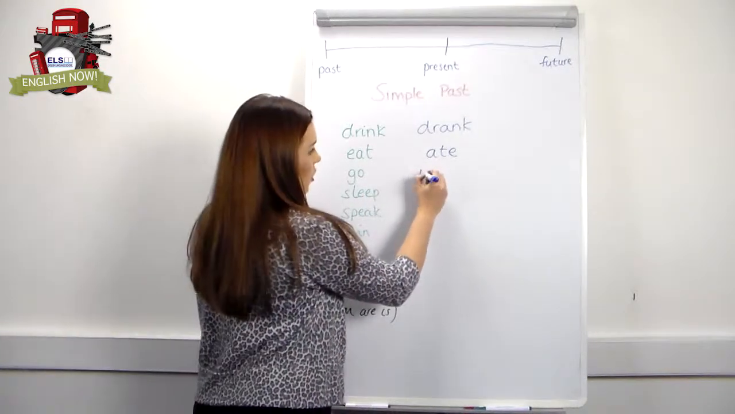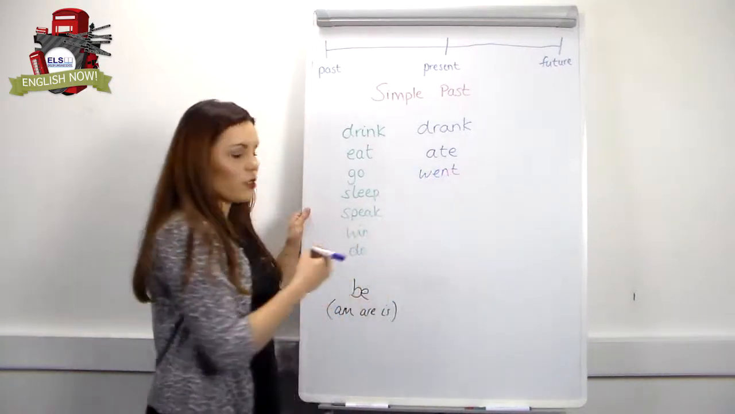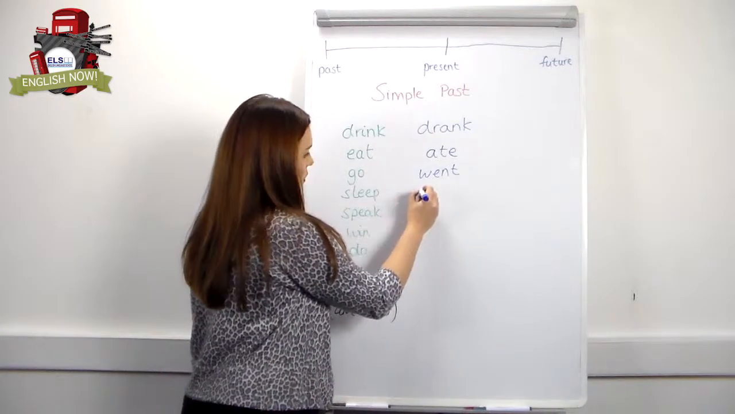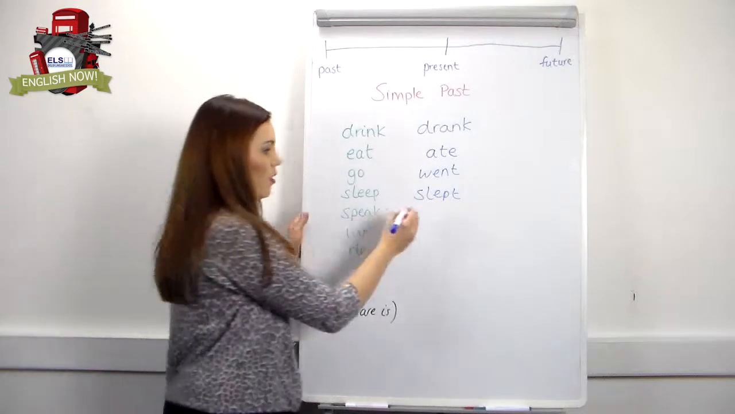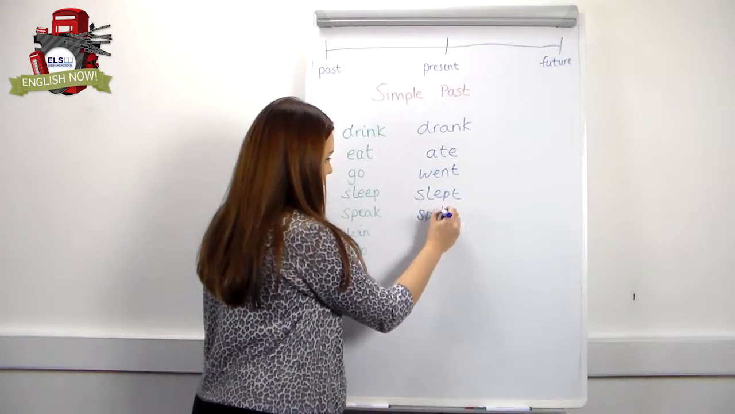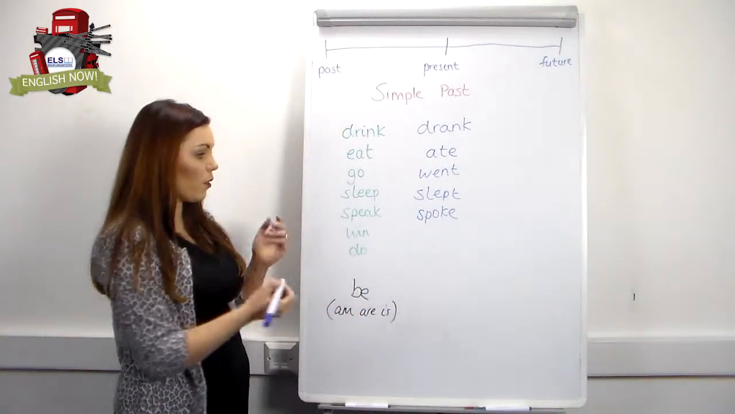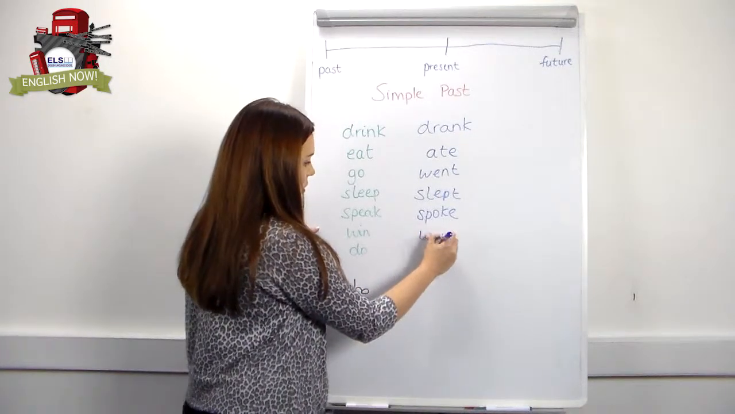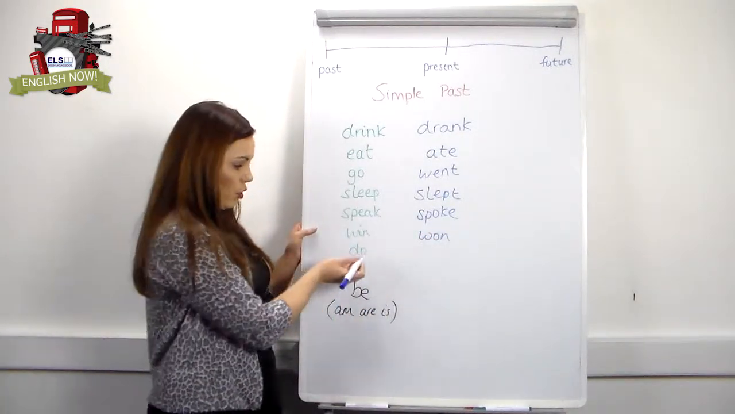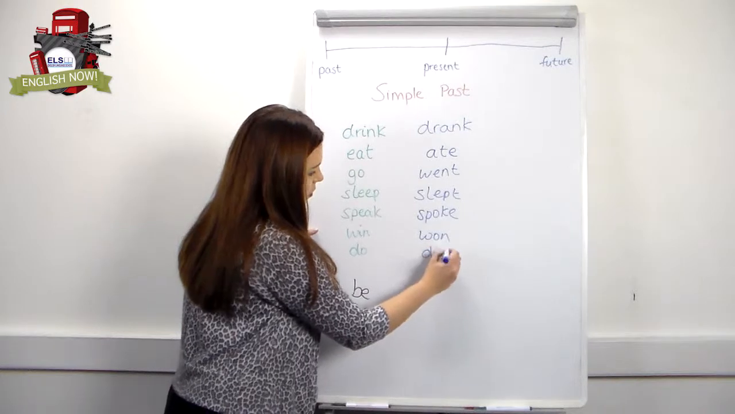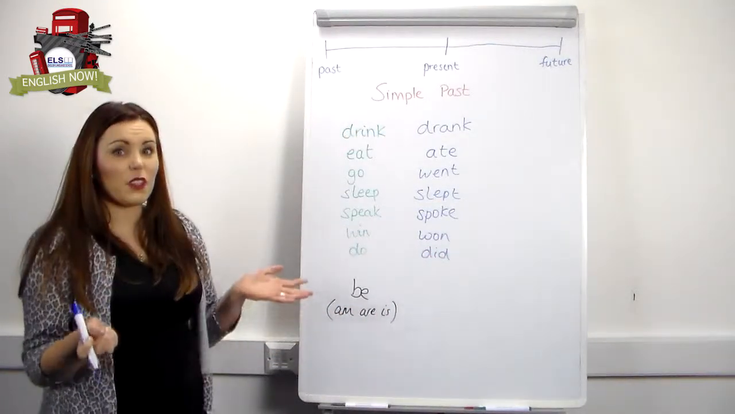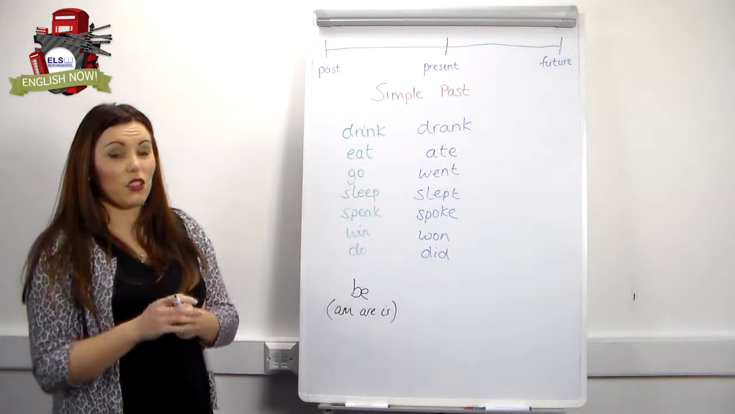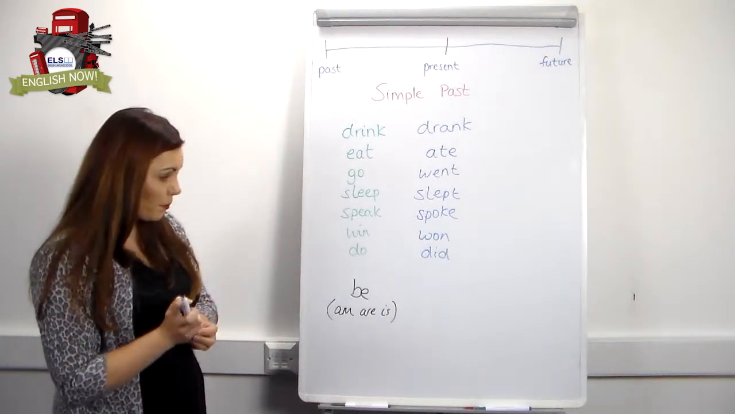Go changes to went. Sleep changes to slept. Speak changes to spoke. Win changes to won. And do changes to did. Very confusing, but unfortunately, you just have to remember these ones.